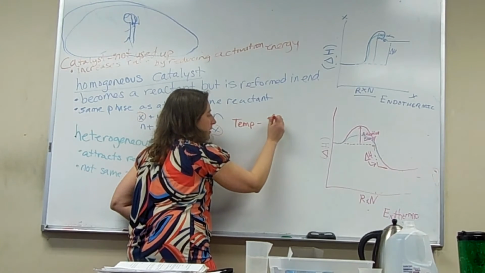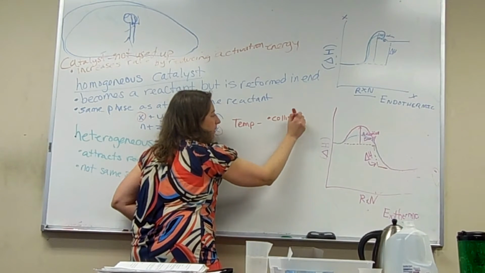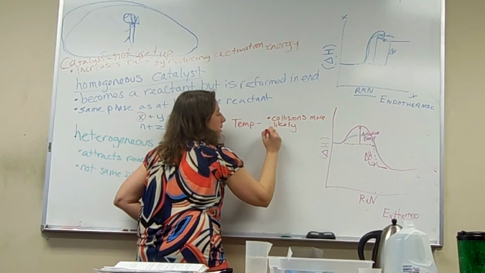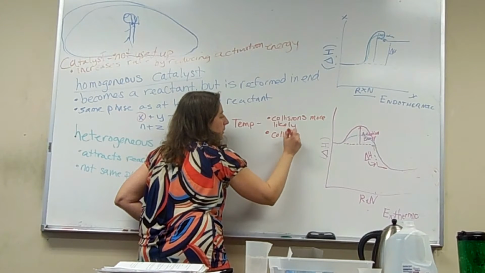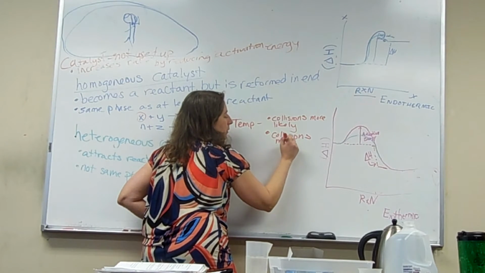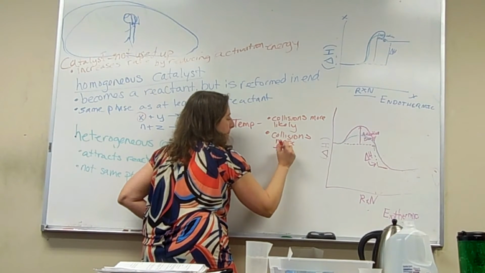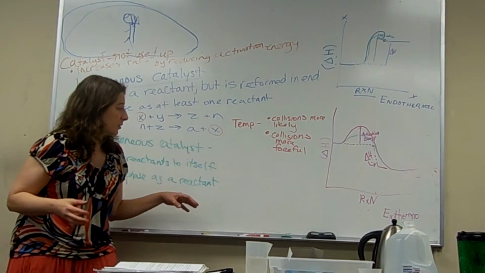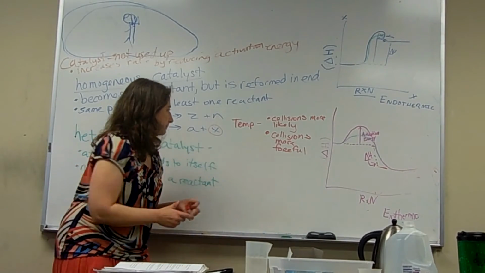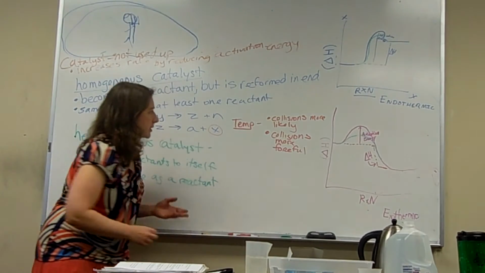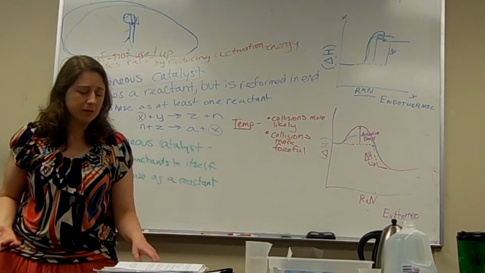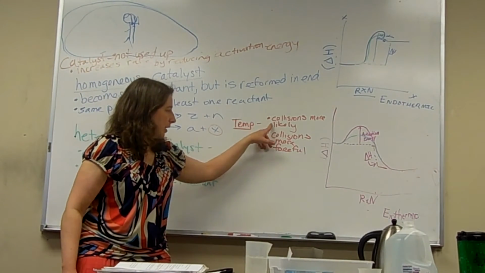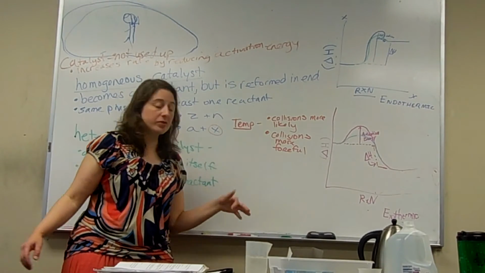Right. It makes collisions more likely, and it makes them more forceful. Right. Collisions are more likely, and collisions are more forceful. So increasing the temperature is the best way to increase the rate of reaction, just like we talked about last week, because it makes collisions more likely and more forceful, right?